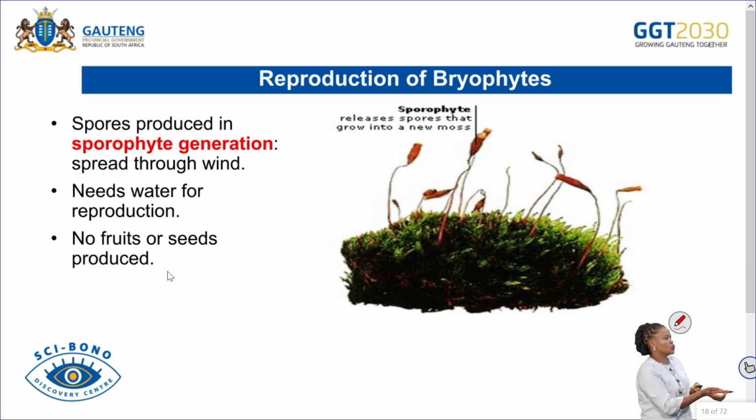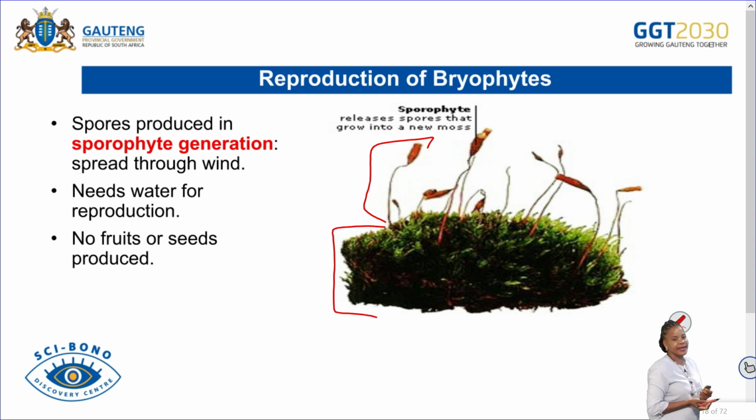And then when we look into this plant, it shows us nicely the two generations. So this will be the first generation, which is the gametophyte generation, followed by the second generation, which is the sporophyte generation. Now, spores are produced in the sporophyte generation. Why are they produced in the sporophyte generation? It is because on the sporophyte generation, that's where we have the sporangium.